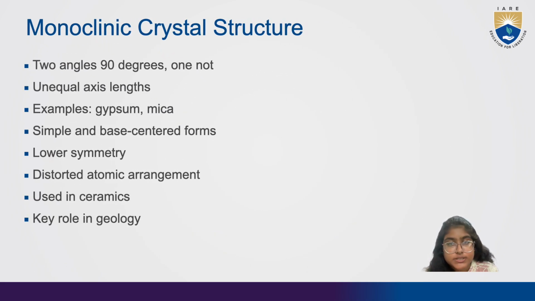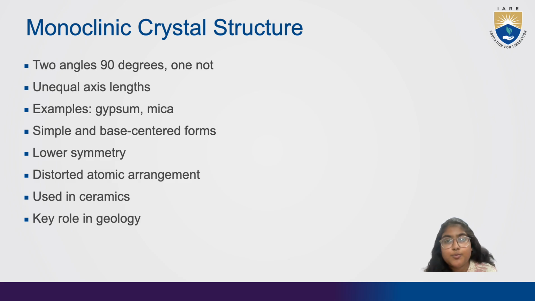Moving towards lower symmetry, we encounter the monoclinic crystal structure. Here, two of the angles between the axes are 90 degrees, but the third angle is not 90 degrees. Additionally, all three axis lengths are generally unequal. Examples of materials with a monoclinic structure include gypsum and mica.